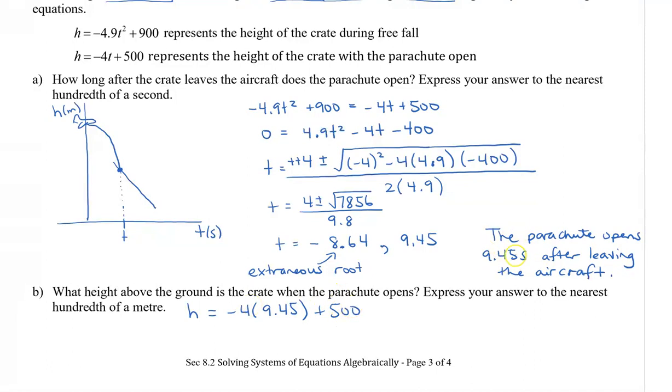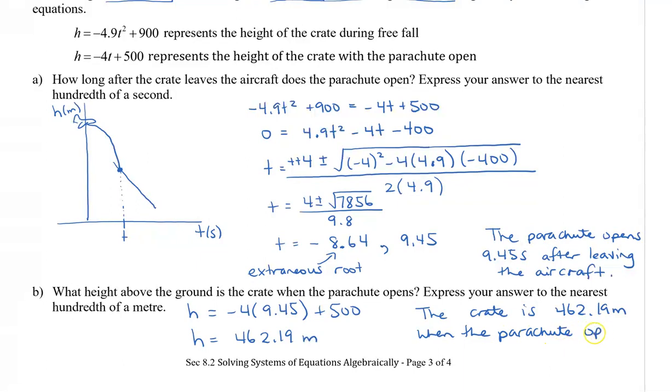Now make sure that you save this 9.45 into your calculator from before. Don't clear it because now you're going to use it. So now you're going to take that number and times it by negative 4 plus the 500, and that will give us 462.19 meters. So the crate is 462.19 meters high when the parachute opens. So don't forget to include your units so that we know it's meters instead of feet.